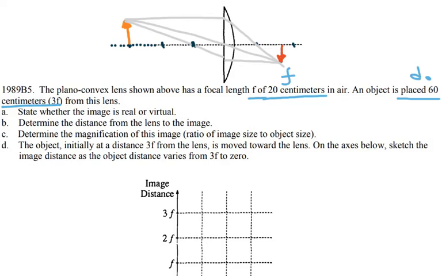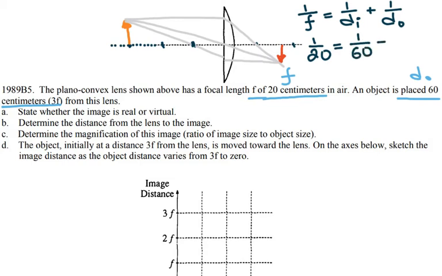So I'm going to use the lens equation. I have 1 over the focal length equals 1 over the distance to the image plus 1 over the distance to the object. The focal length is 20. Again, you don't have to convert it into meters. The distance to the object is 60, and the distance to the image we are looking for. So my answer is going to be in centimeters because I did not do the conversions. And then from here, I will see that the distance to the image is going to be 30 centimeters.